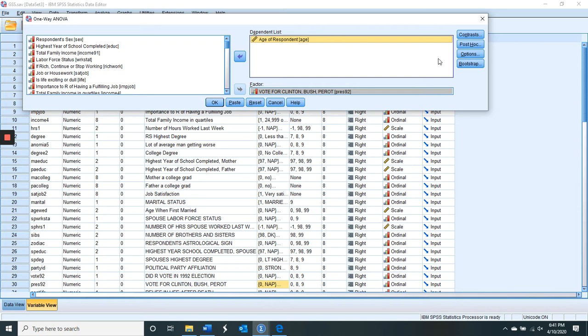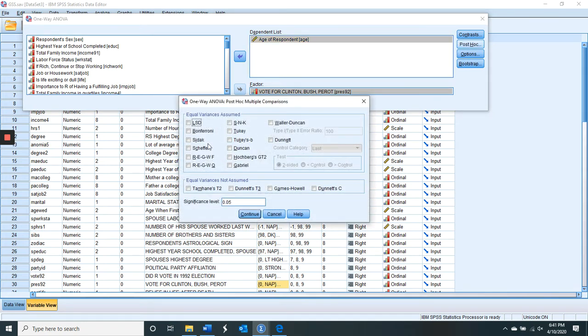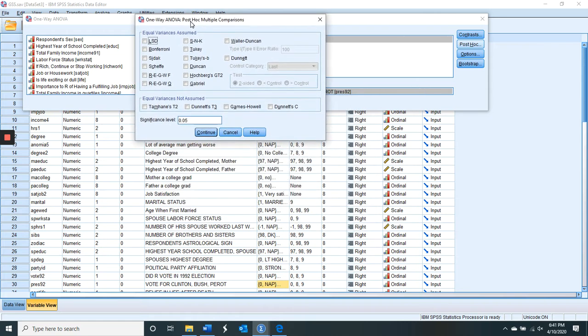Then there are 2 things we need to do before we run it. One is we need post-hocs. Remember, post-hocs are done if we have a significant F. The F will just tell us whether there's a difference in age between those 3 groups, but we don't know where those differences are. The post-hocs figure that out. You can see here that there are at least 14 major ways of doing post-hocs.